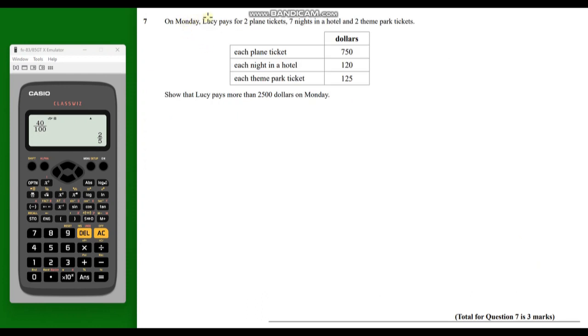Question 7. On Monday, Lucy pays for 2 plane tickets, 7 nights in a hotel, and 2 theme park tickets. And we've got the prices here. Show that Lucy pays more than $2,500 on Monday. So we've got 2 lots of plane tickets. So it's going to be 2 times 750. So let's work out that. So 2 times 750, and we get 1,500.